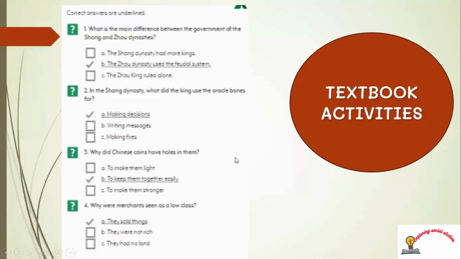Answers. What is the main difference between the government of the Shang and Zhou dynasty? Yes, the Zhou dynasty used the feudal system. In the Shang dynasty, what did the king use the oracle bones for? Yes, it's for making decisions. Why did Chinese coins have holes in them? To keep them together easily. Why were merchants seen as a low class? Because they sold things.